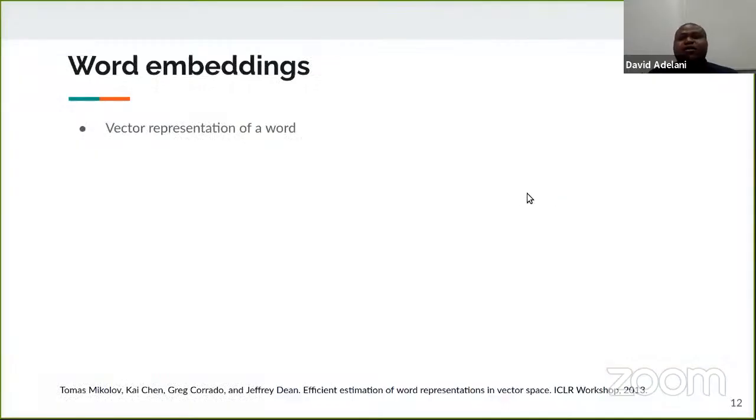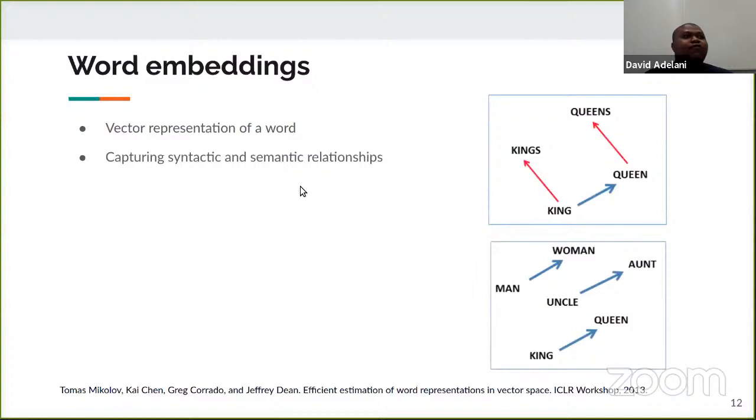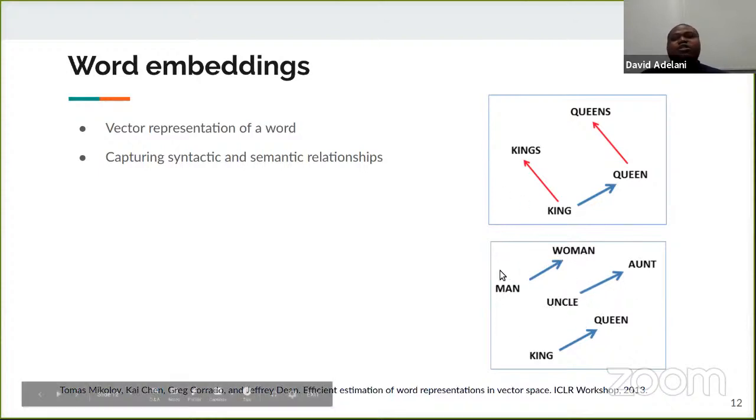So word embeddings, like probably most of you know, is just a vector representation of a word. And this vector representation captures syntactic and semantic relationships. Syntactic relationship, for example, like king and kings, the word representations should be close to each other. And also semantic relationship, man and woman should be close to each other. And we could even do interesting arithmetic operations like the vector of king minus vector of man plus vector of woman should be similar to the vector of queen.